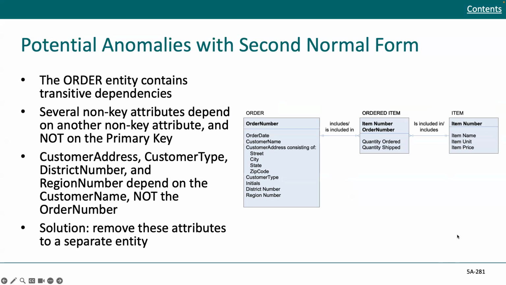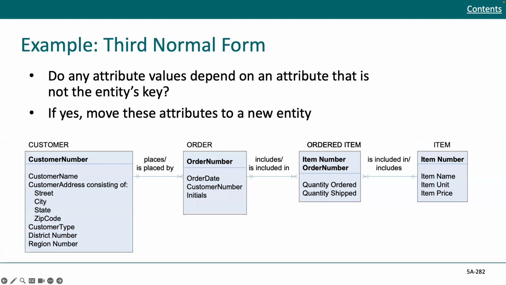What are some potential anomalies with the second normal form? The order entity contains transitive dependencies. Several non-key attributes depend on another non-key attribute and not on the primary key. We have the customer address, customer type, district number, and region number that depend on the customer name, not on the order number. The solution is to remove these attributes to a separate entity. And so this is what we would want to do.